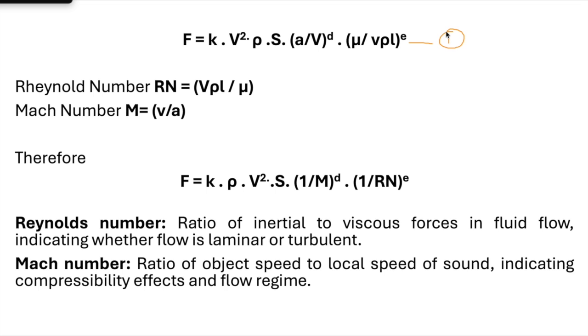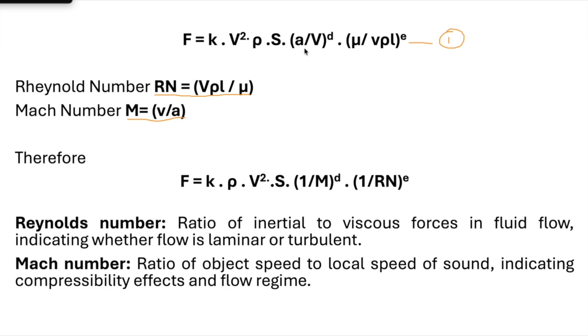Now, as per the definition of Reynolds number, it is the ratio of inertial to viscous forces in fluid flow, indicating whether flow is laminar or turbulent. By that definition, Reynolds number is equal to V rho L divided by mu, and Mach number is the ratio of object speed to local speed of sound, indicating compressibility effects and flow regime. Basically, Mach number is the velocity of the object with respect to the speed of sound.